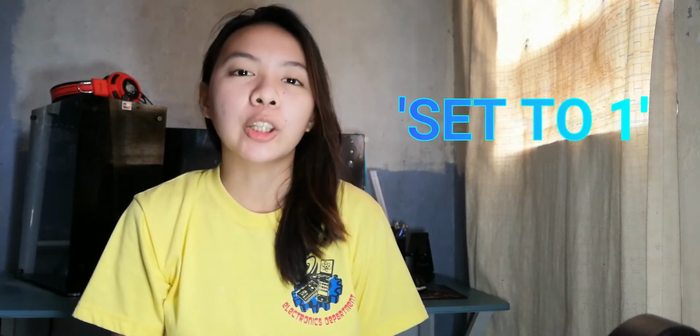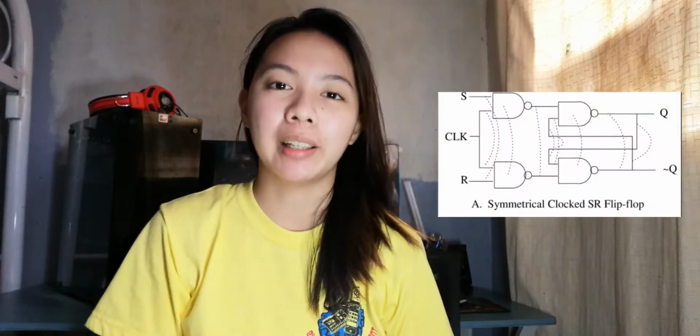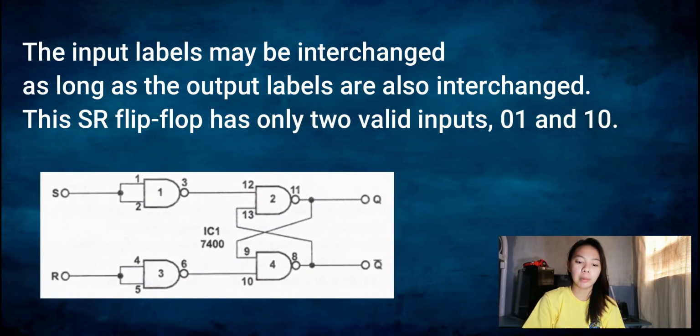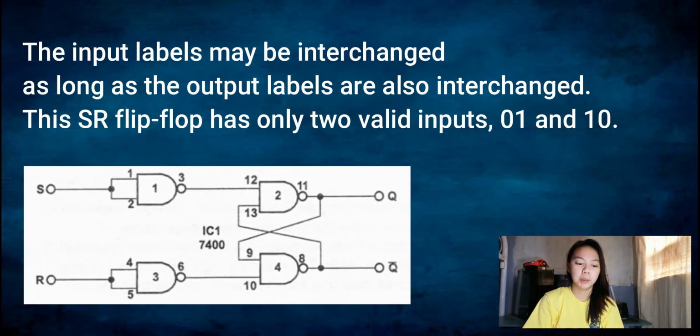So for today's video, we will now go to experiment number 10, which is about multivibrators and the SR flip-flop. The set-reset flip-flop is commonly known as the SR flip-flop, and the two output states are meant to be complementary. The terms set and reset may be taught as set to 1 and reset to 0. Notice that the circuit is actually symmetrical. The input labels may be interchanged as long as the output labels are also interchanged.